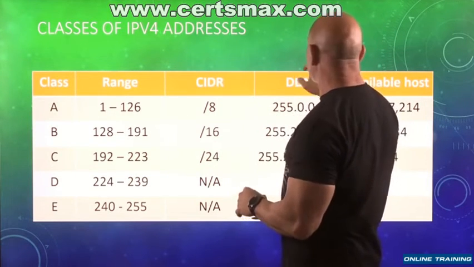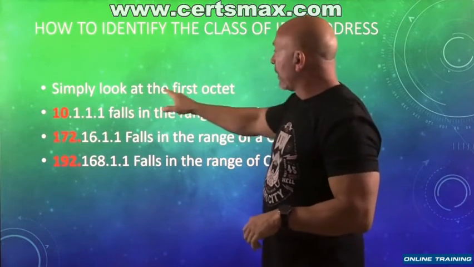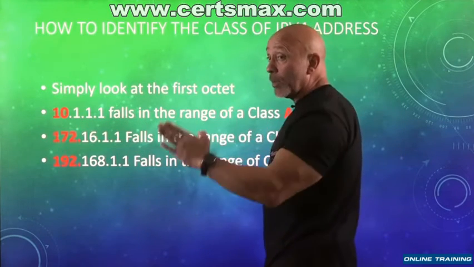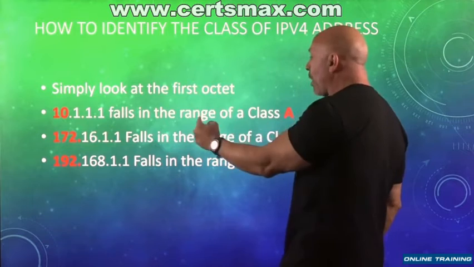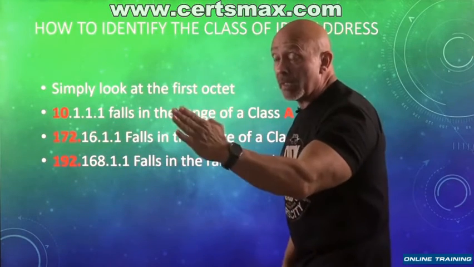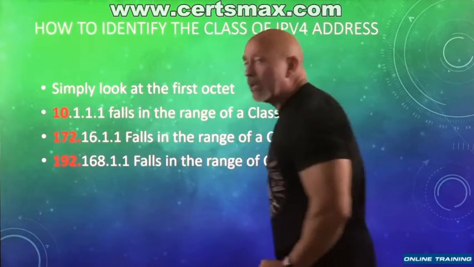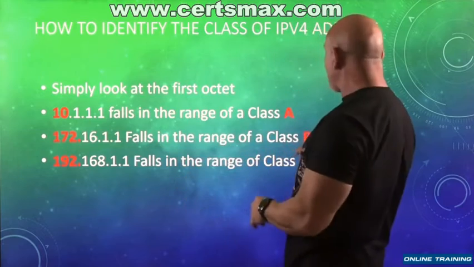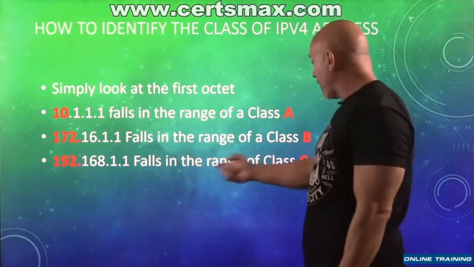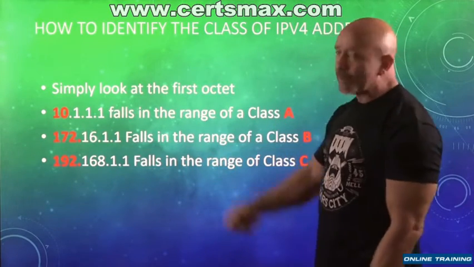Okay, and I believe this is it. No, I got it here. And let me show you how to identify the class of IP address. Simply look at the first octet. Look, if it's 10, we got 1 through 126, right? So 10 falls in there. Well, guess what? That's a class A address. If it falls in 172, you got, what did I say? 128 to 191. Well, 172 falls in that range. So it's a class B. And then 192, well, that's the very beginning of a class C address. So boom, class C. That's how you can tell, it falls in the first octet. That's what you need to look at, okay?